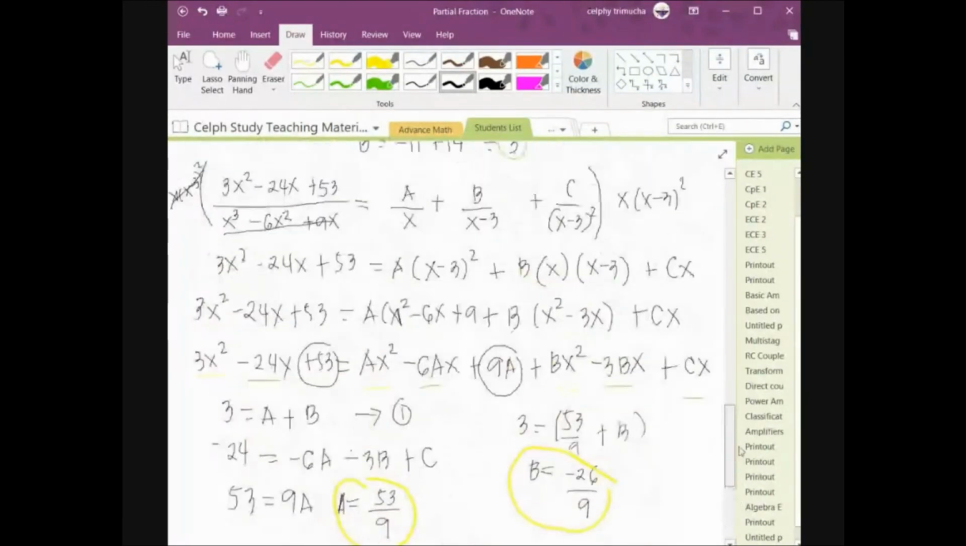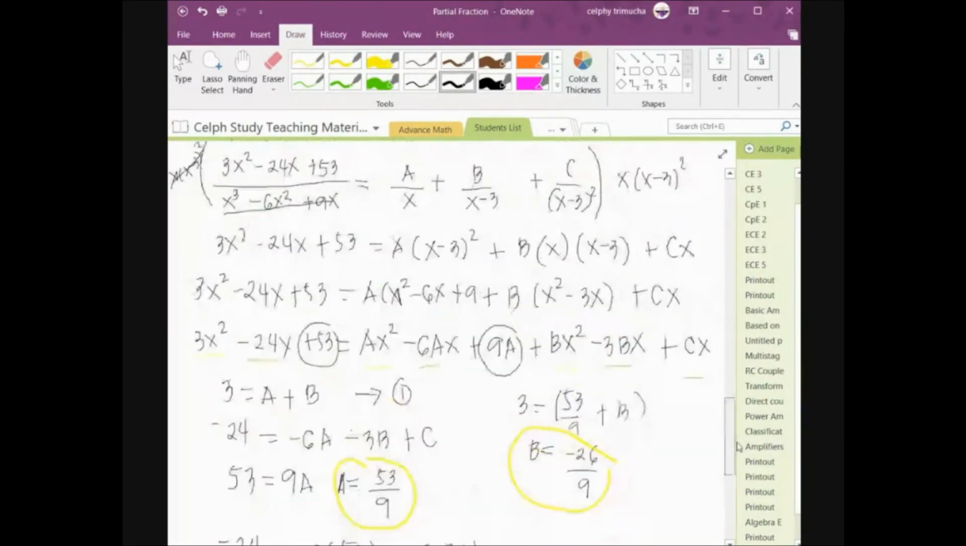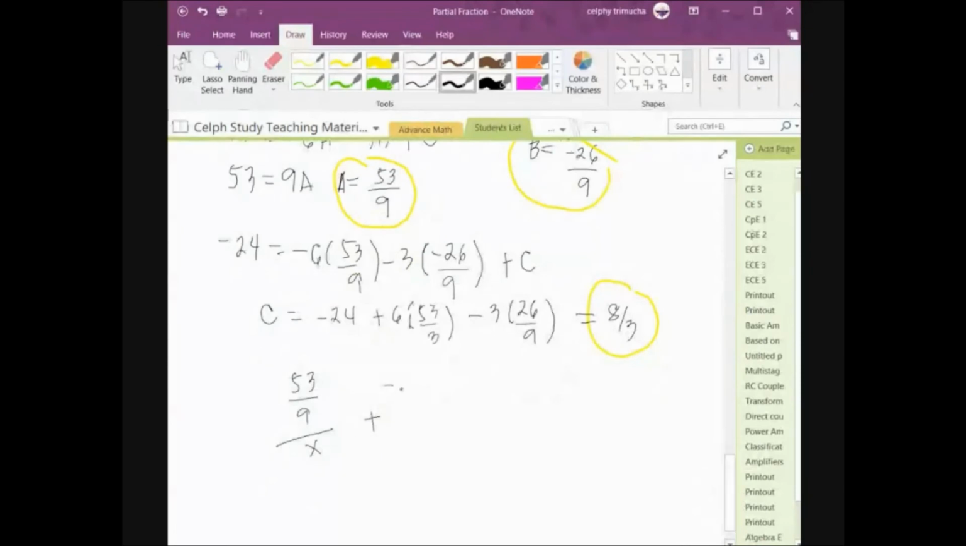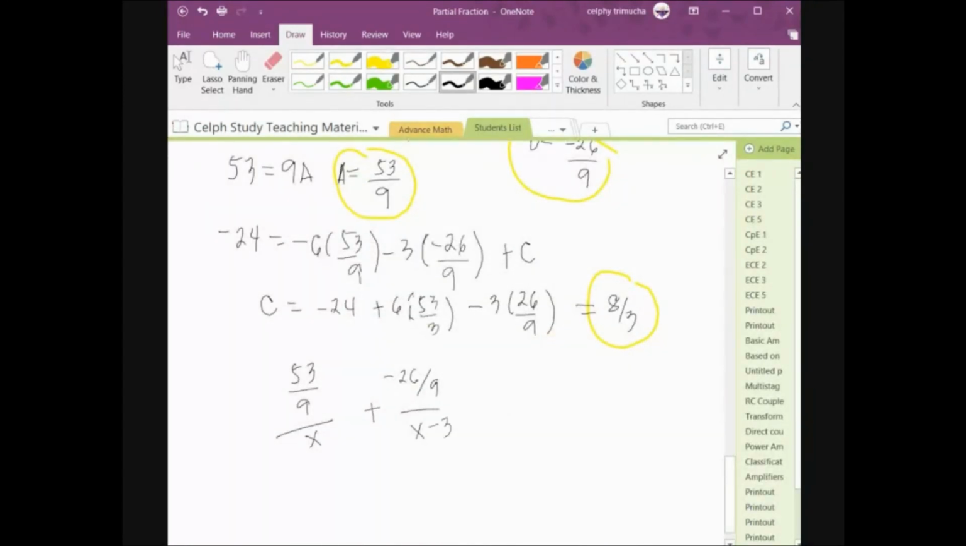So our decomposed equation is 53 all over 9 all over x, plus B, which is negative 26 all over 9 all over x minus 3, and plus 8 all over 3 all over x minus 3 squared. So again, compared to the original equation, we are supposed to perform derivatives and integrals on what is given.